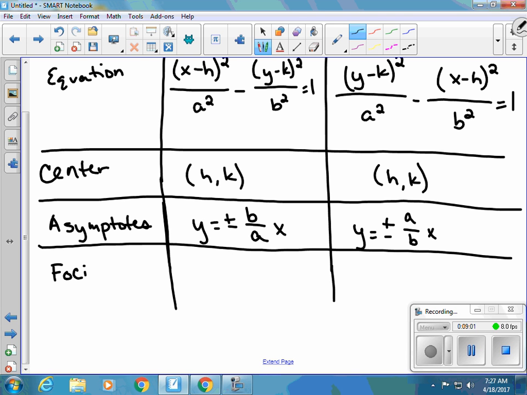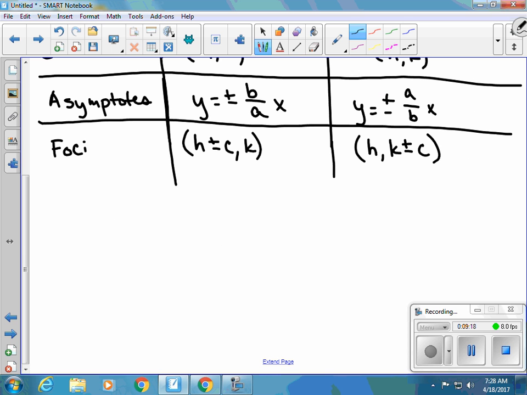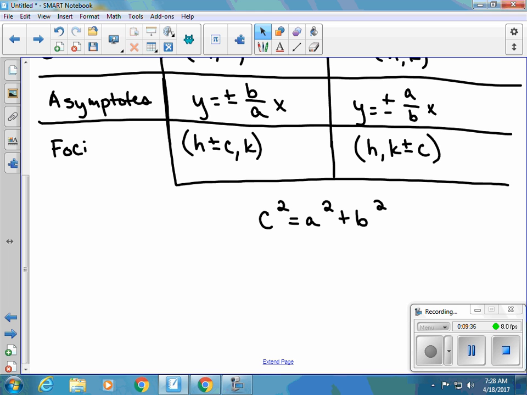Your foci are still dealing with the H and the K, and that you have your plus minus C, which is still what we knew before. However, to find your A, B, and C, it is a little bit different. And this is technically for both here. It's C squared equals A squared plus B squared.